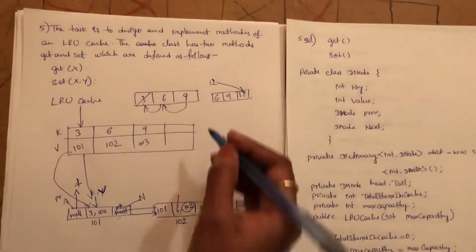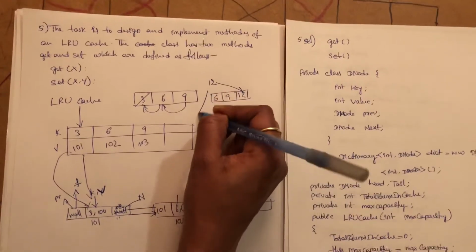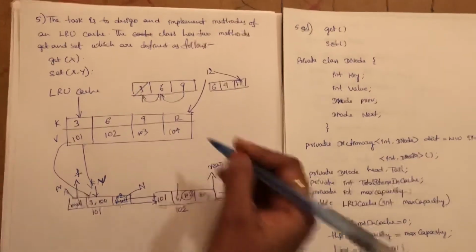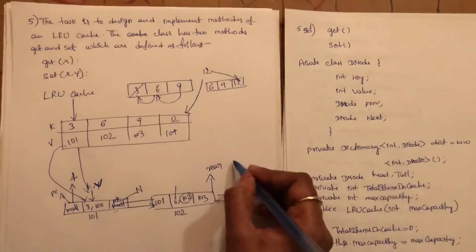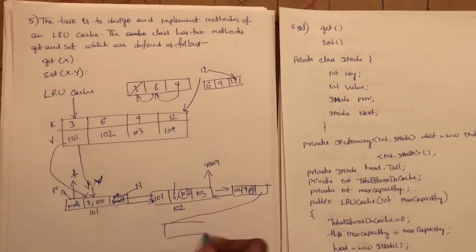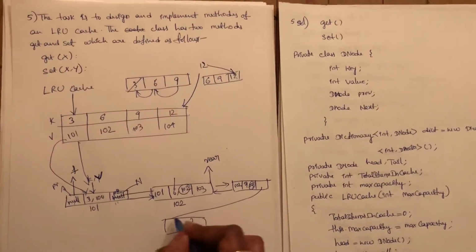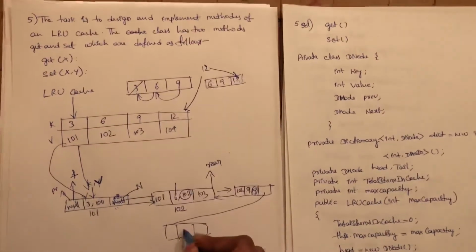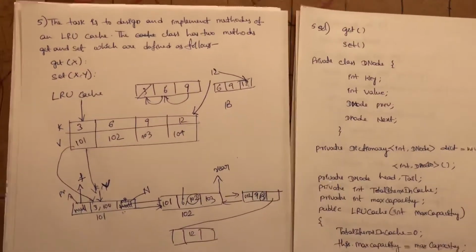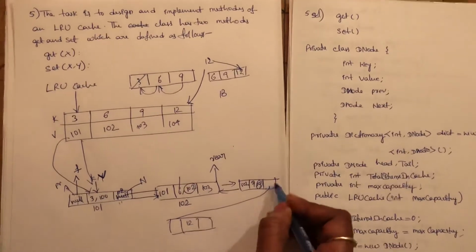In the set method, if we want to insert one more element, something like this, there is no space for one more element. For example, if you want to insert 18, there is no space.